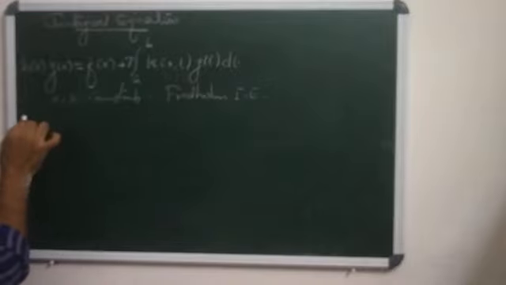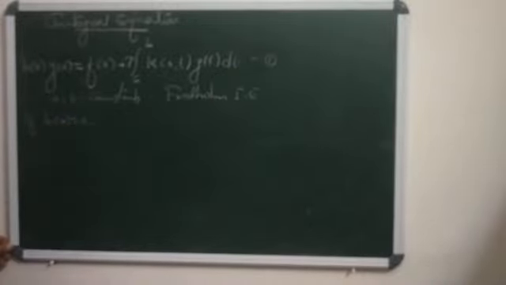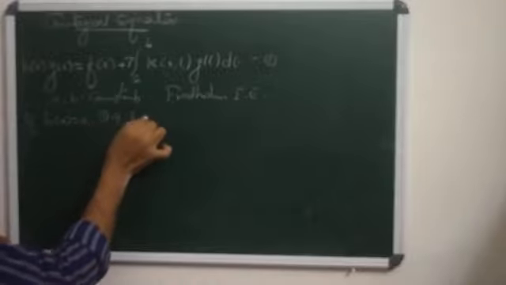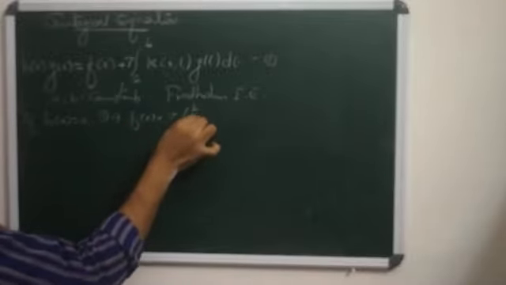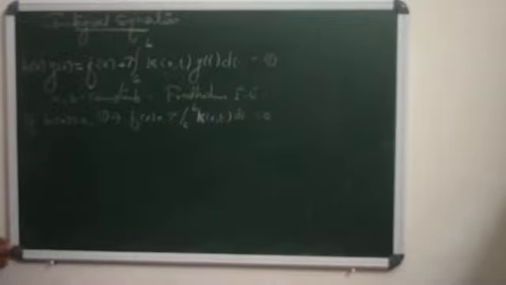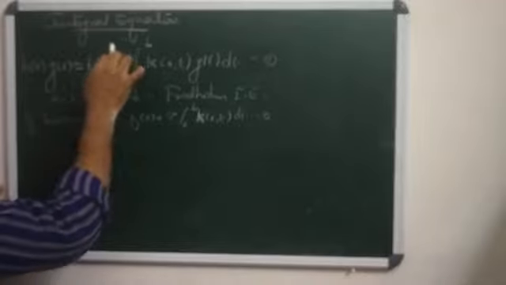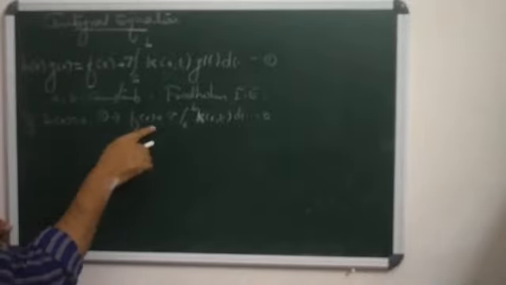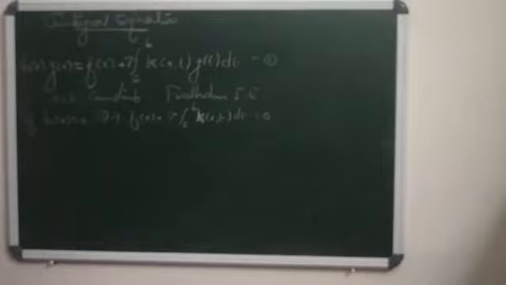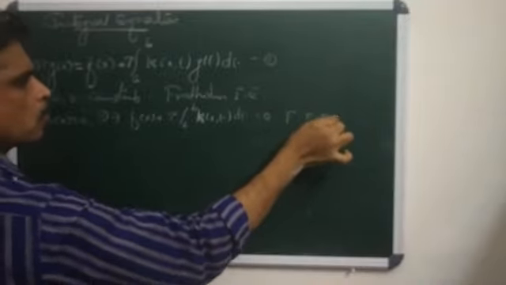Moreover, if h of x equals 0, what happens here? Then equation 1 reduces to f of x plus lambda into integral a to b k of x,t g of t dt equals 0. This is called the Fredholm integral equation of first kind, when a and b are constants and h of x equals 0.